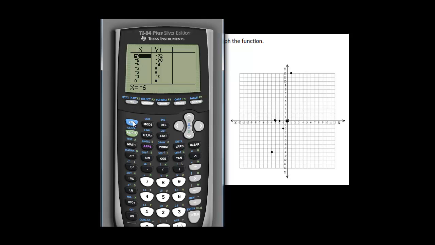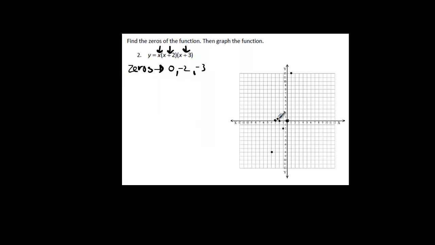And in addition to that, what we can do is find the local max and local min. So I'm going to fix my window back to standard, just so that we get the bottom points and top points. So let's find our local max right over here. Second trace 4. Let's go to the left of that max. Go to the right. So at negative 2.5, we're going to have 0.6. So negative 2.5 comma 0.6 is right around there.